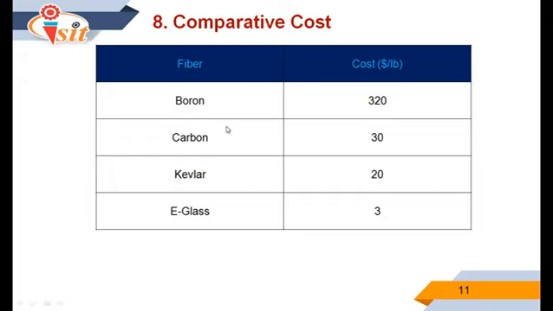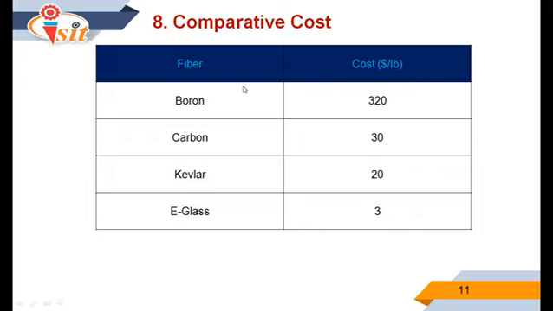And if you compare all these fibers with the glass, almost the glass we are getting in the $3. So this is actually the generalized cost comparison. I'm not talking about some specific cost. This maybe gets varied in the market, but this is a very generalized comparison of the cost. So you will get the idea about how these particular fibers affect the cost.